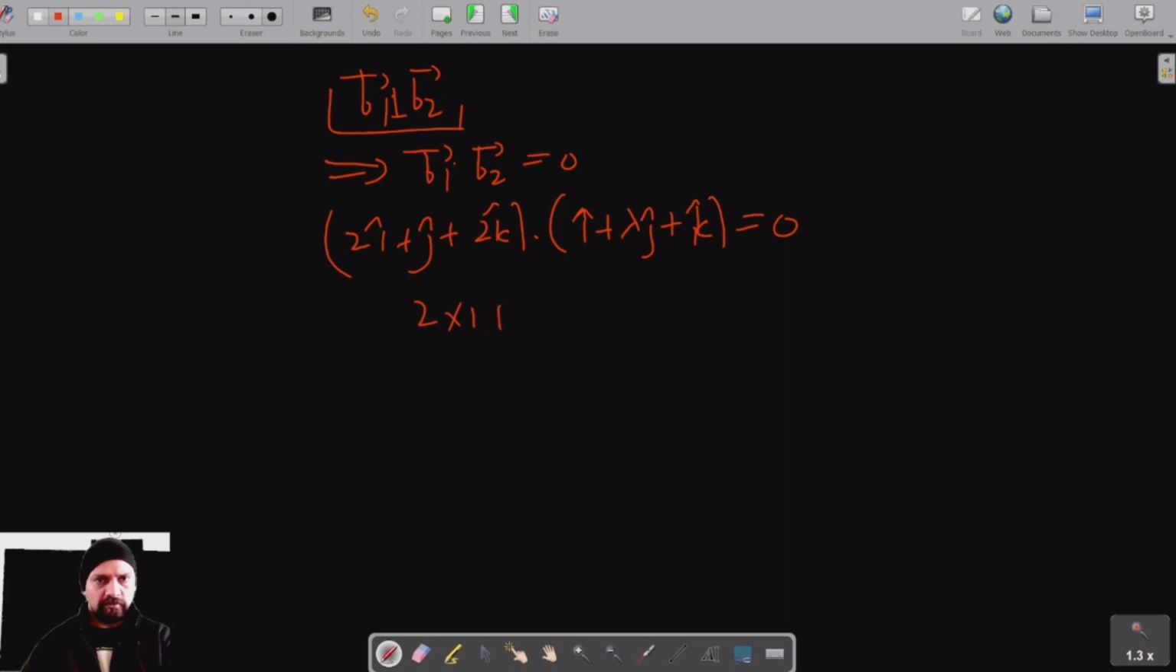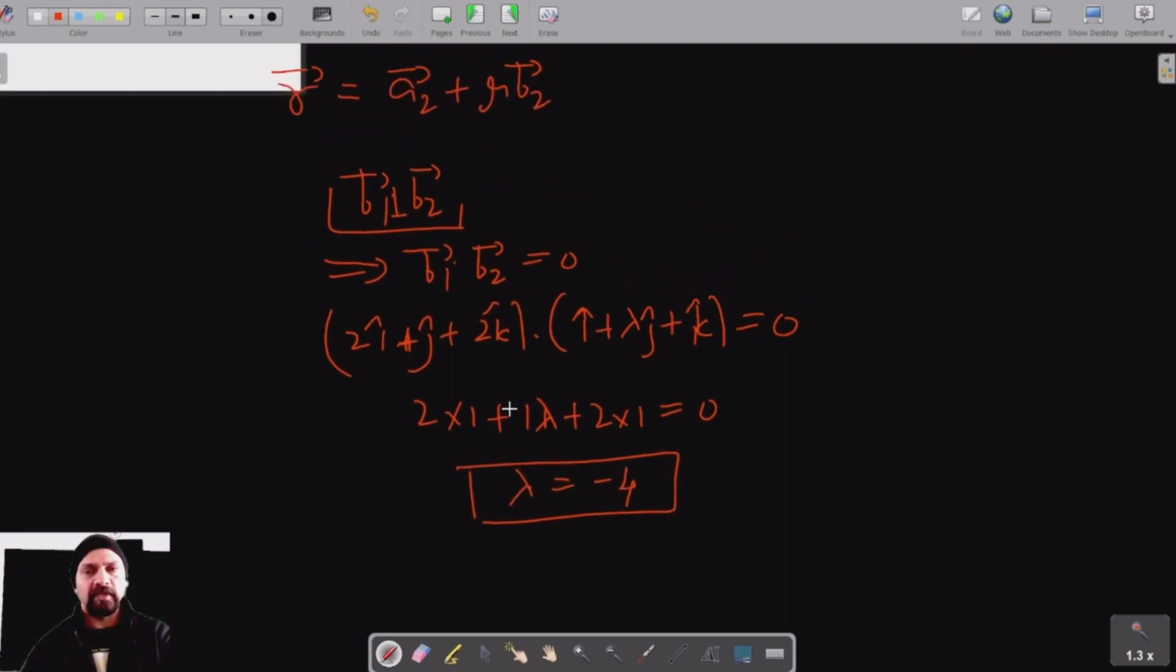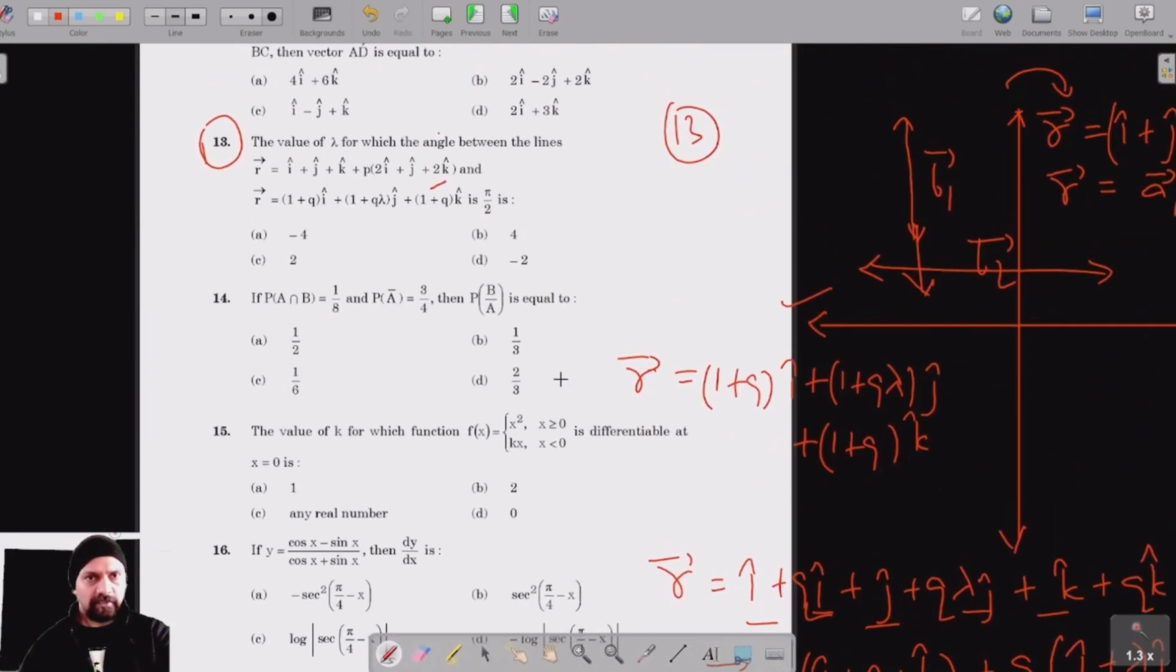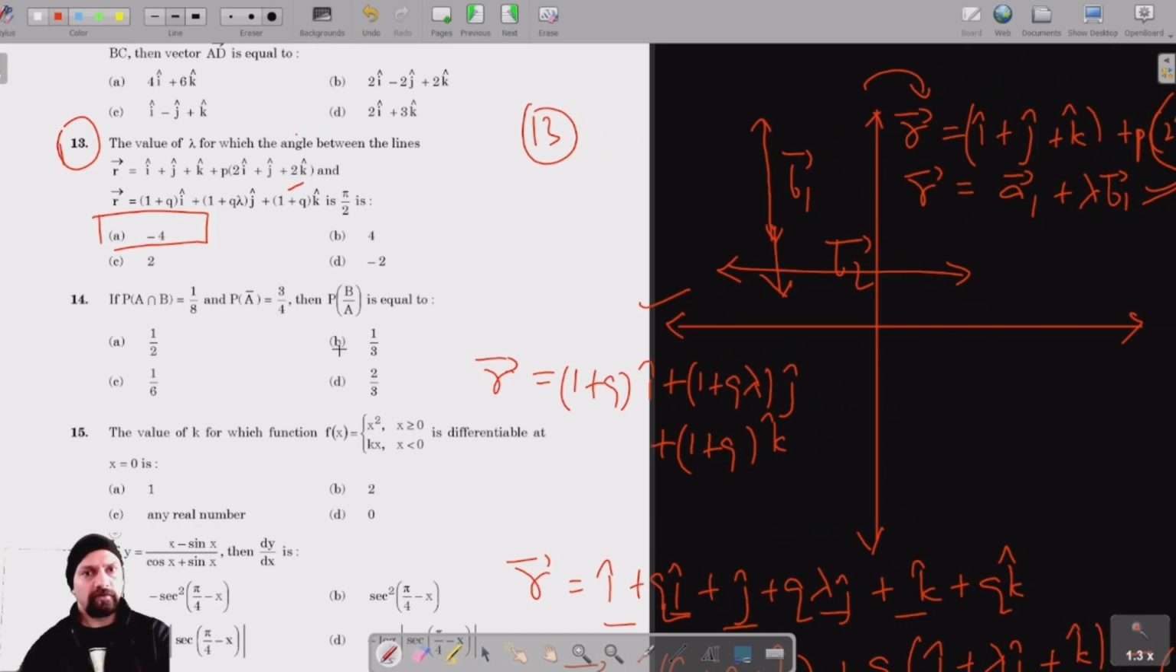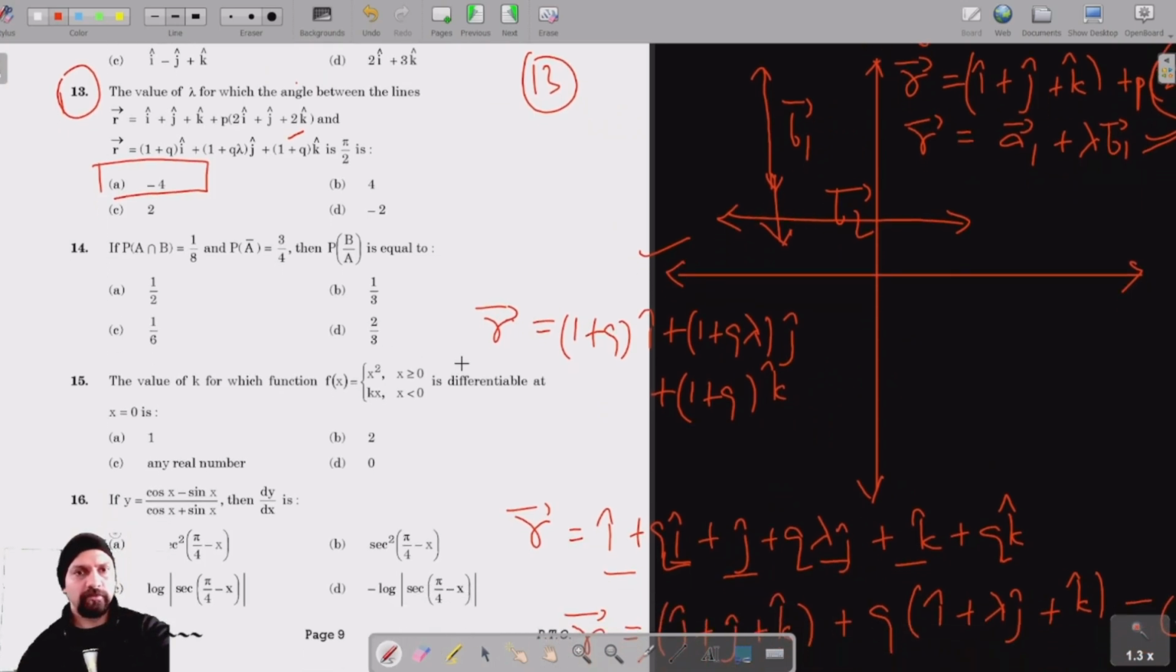So this is 2 into 1, multiply the scalars and add them. So 1 into lambda plus 2 into 1 is equal to 0. So lambda is equal to negative 4. So the value of lambda is negative 4, and option A is the correct answer for question number 13. Let's move on to question number 14.